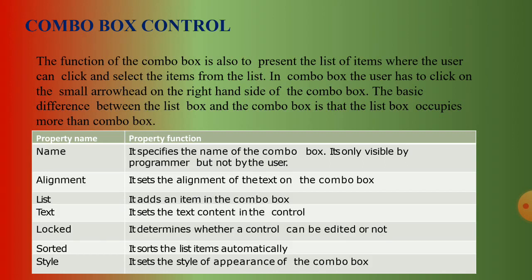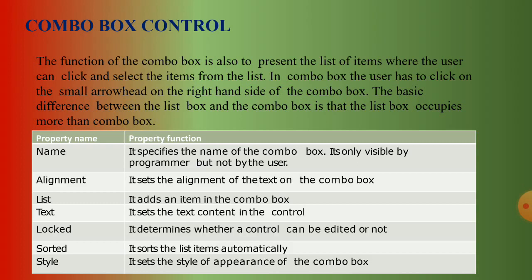In the case of a combo box, the user has to click on the small arrow on the right-hand side of the combo box. The basic difference between the list box and combo box is that the list box occupies more space than the combo box. In a list box we can give any number of items, whereas in a combo box it is limited to some items only. We can give only a short list of items. That means the list box stores more items when compared to the combo box.